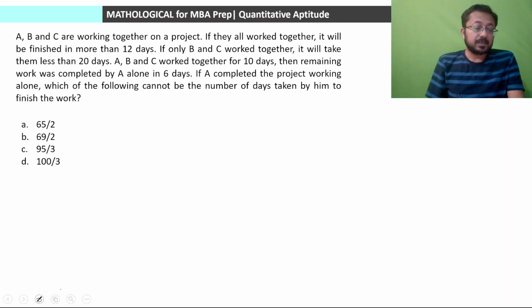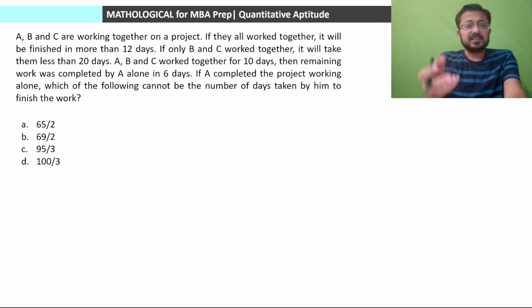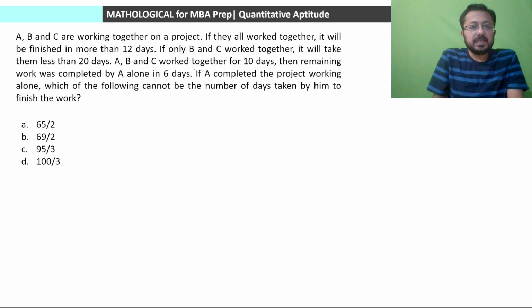Now we did a question in the last session. This is similar to that question. I mean, fundamentals are similar. Otherwise the question is different, but obviously fundamentals are very similar. So we will solve this question in the same way. A, B, and C are working together on a project. If A, B, and C all are working together, then the time taken is greater than 12 days. They are taking more than 12 days. That is our first condition.